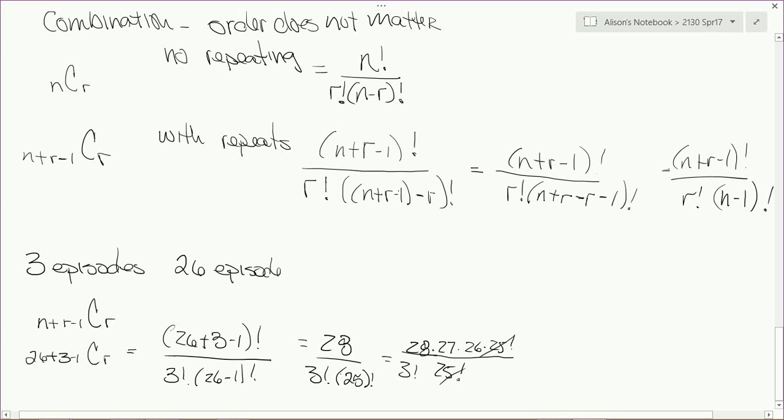This would simplify to, I can remove the 25s. This becomes 6. 3 factorial is 6. And 26 is going to be 6 times 4, so I can just remove the 6's. And ultimately what I have is 28 times 27 times 4, which is equal to 3,024. So there are 3,024 different ways that I can choose 3 episodes out of 26 episodes when selecting it out of the pool does not remove it from the population.